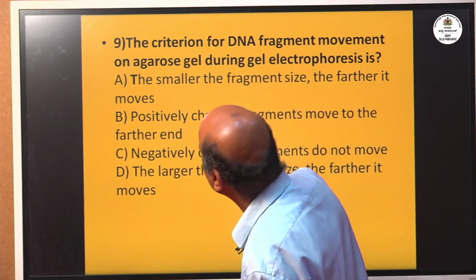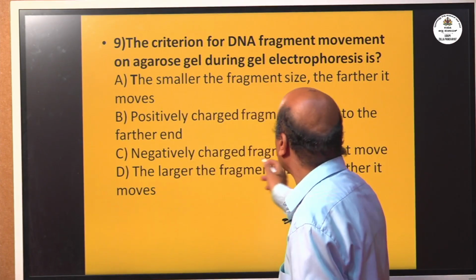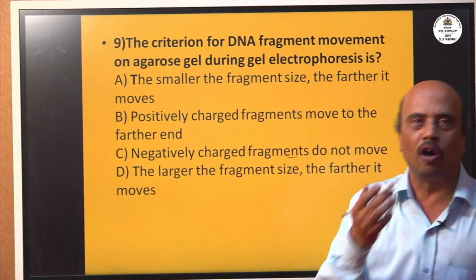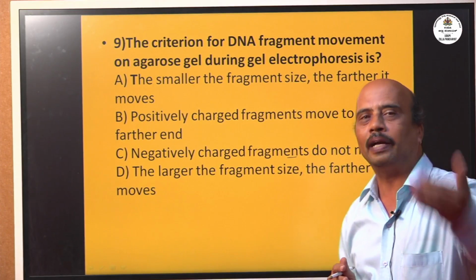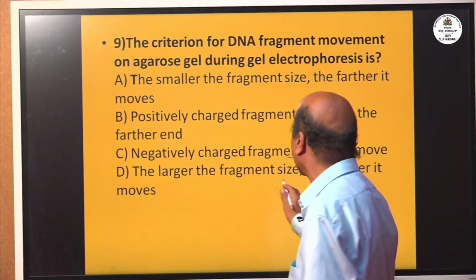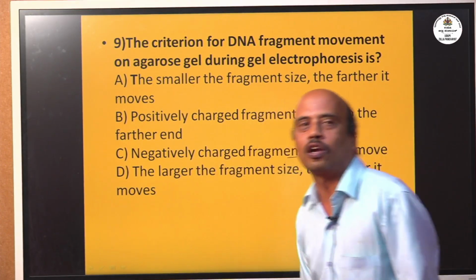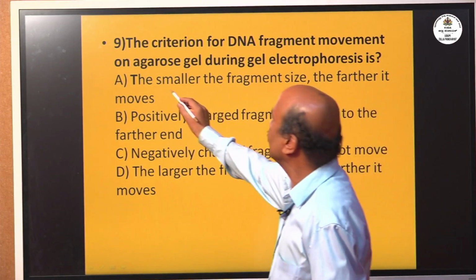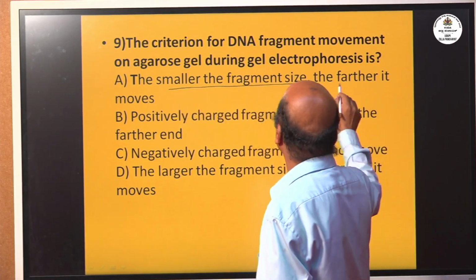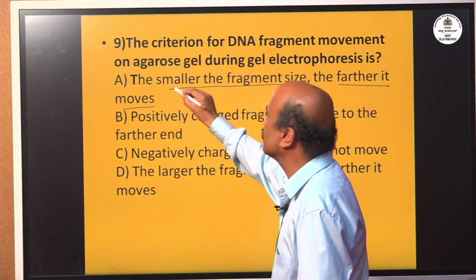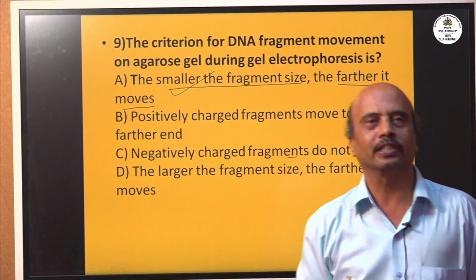Then, negatively charged fragments do not move. That is wrong. Negatively charged fragments move towards the anode. The larger the fragment size, the farther it moves. That is also wrong. So here the criterion is, the smaller the fragment size, the farther it moves. So this is the option for this question.